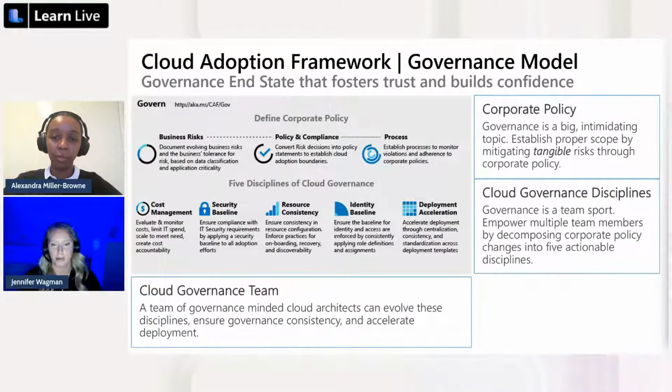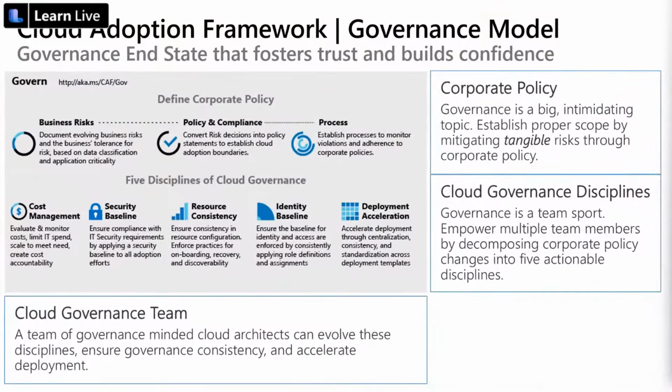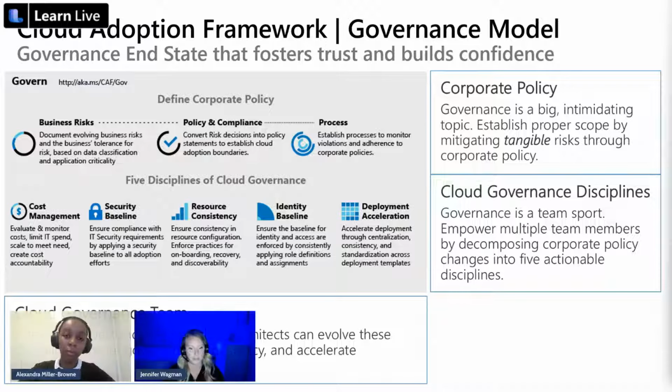Talking a little bit more about that, you can see how we organize this governance model. Ultimately, we want to define our corporate policies, and that's really what governance is. It's the act of being in compliance with your organization's policies. A couple core things there that we want to focus on are your business risks, so identifying and understanding the risks that are critical to your organization, and aligning with the policy and compliance requirements that you might have. So converting those risks into policy statements, and then supporting them through your compliance requirements.